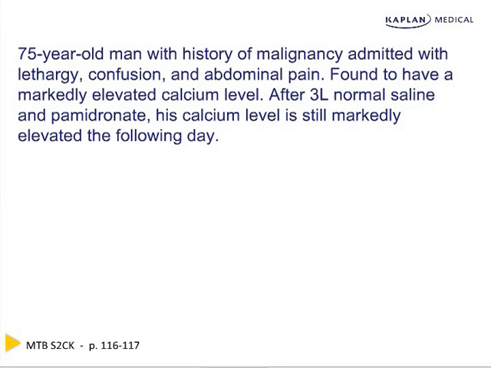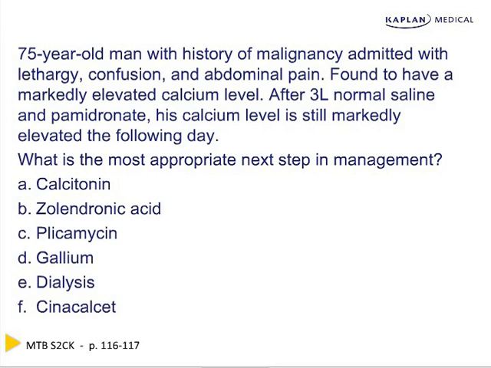A 75-year-old man with malignancy is admitted with lethargy, confusion, and abdominal pain. He has really high calcium. After 3 liters of normal saline and pamidronate, his calcium level is still very high, even on the following day. What's the next step in management? And the answer is calcitonin. Calcitonin's function is to lower that calcium acutely.